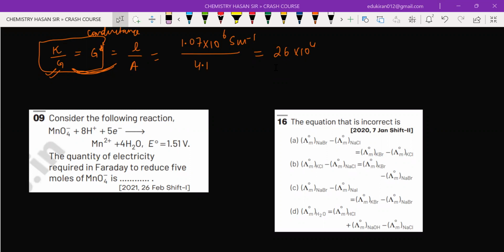Is it for question number 9? Yes, sir. No, it is not like that. What you have calculated? Quantity of electricity required. That means you are going to calculate the charge, not the mole. You calculated the mole, right? Yes, sir. To reduce 5 moles of MnO4 minus, that is already given. It cannot be 5.